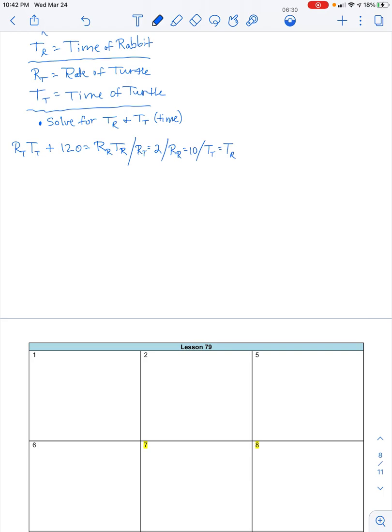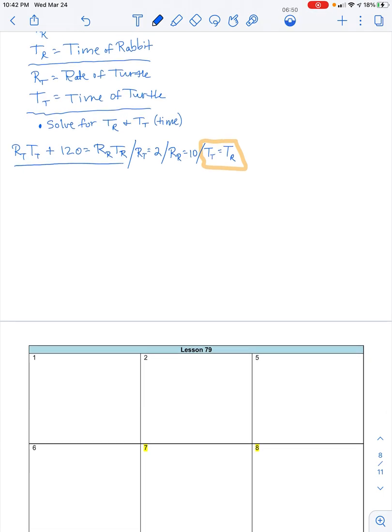Okay, so we want to solve for the time of the rabbit and the time of the turtle. Now take note. What does that last thing over here say? It's the same time. So the turtle's time and the rabbit's time will be the same. So if we solve for one, we will know the other. So let's use this equation and plug in our parts here. I'm not going to rewrite that part. I'm just going to leave it as it is, and I'm going to substitute in for r sub t.